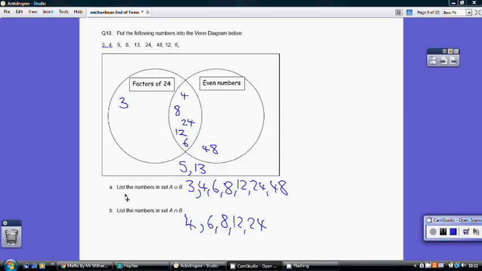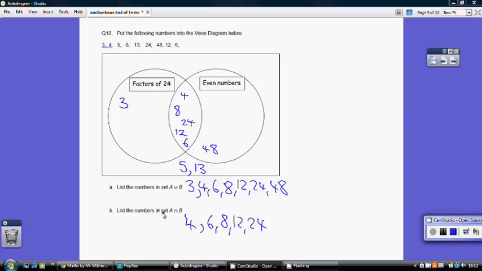Now for part A, we're being asked to list the numbers in set A union B. Now A union B is all the numbers that are in A or B or both. I'm taking A to be the factors of 24. I think they've just forgotten to write down that this is A. So this is obviously A, even numbers is B. So we're looking for the numbers that are in here, or in here. So that's 3, 4, 6, 8, 12, 24, 48.